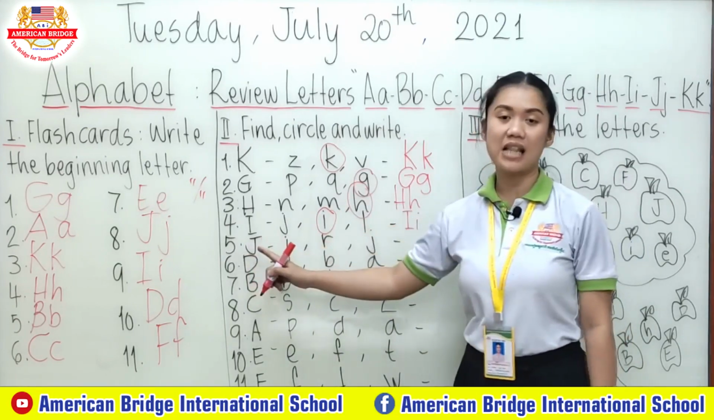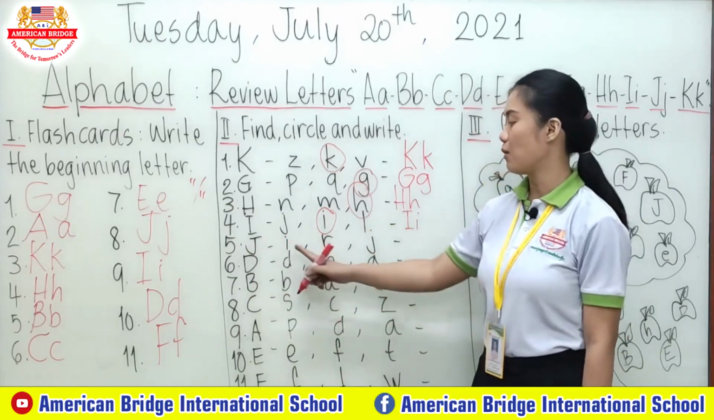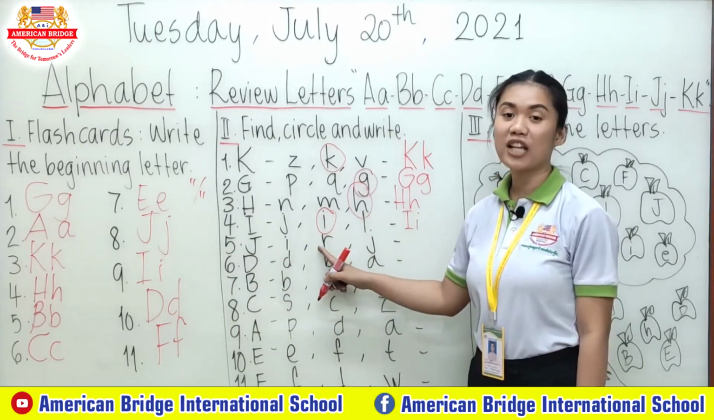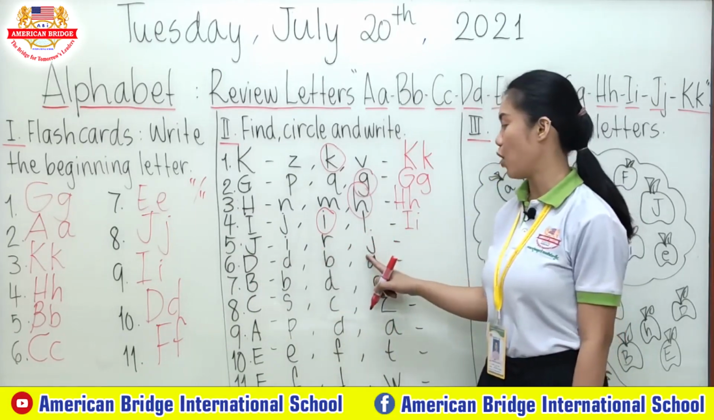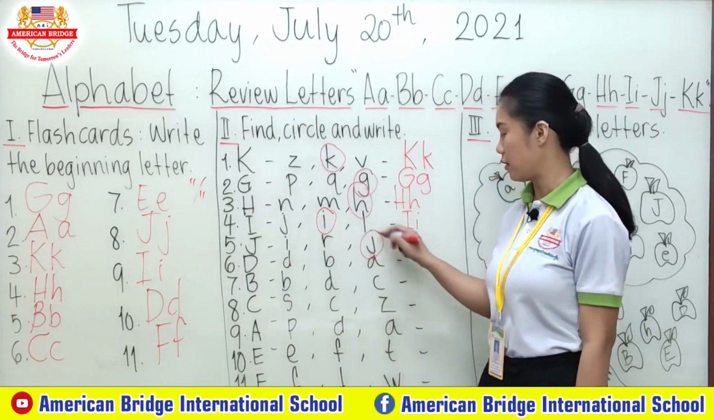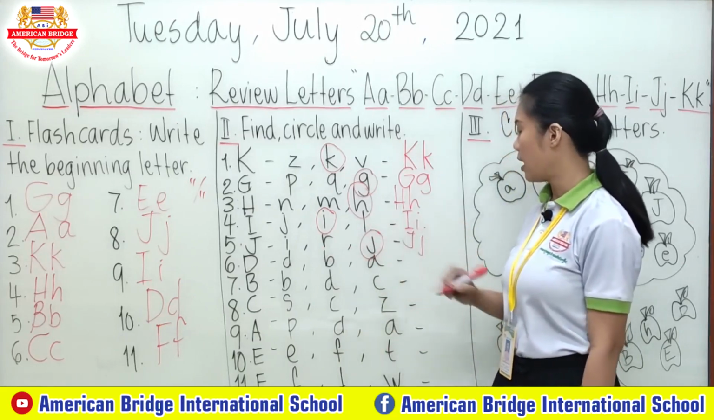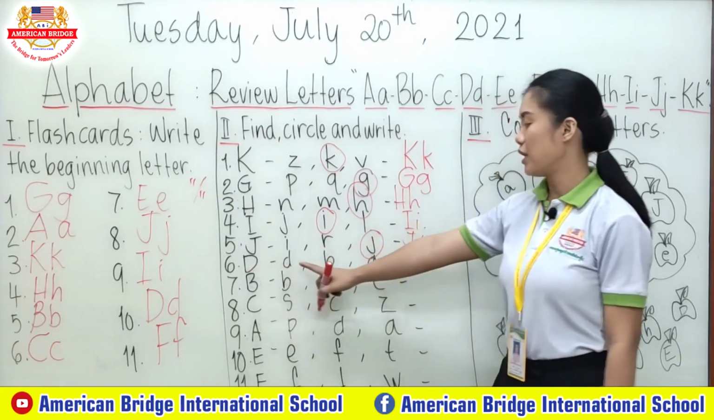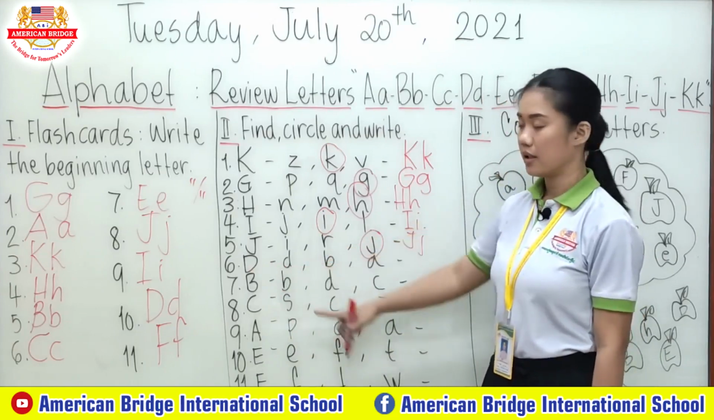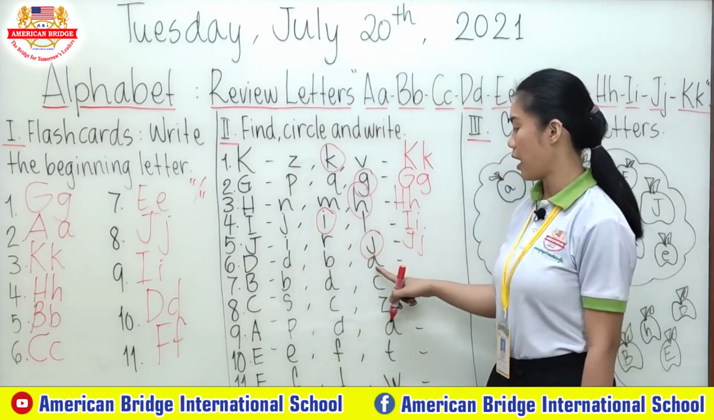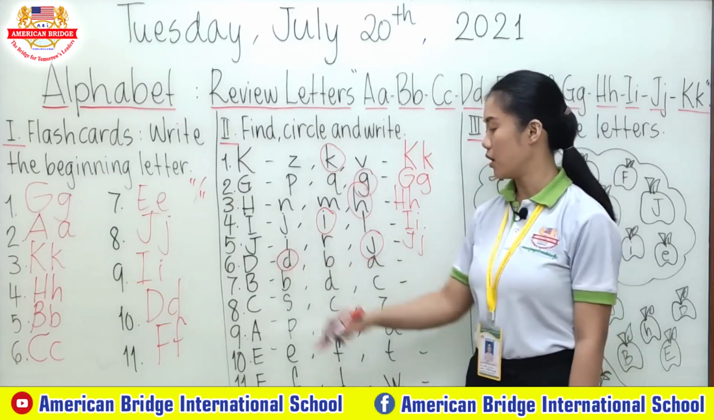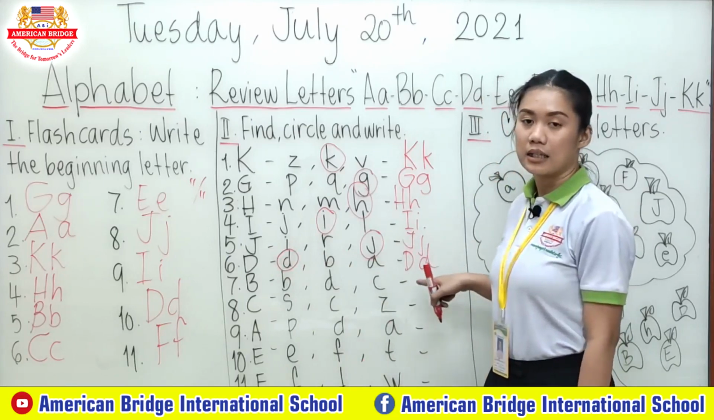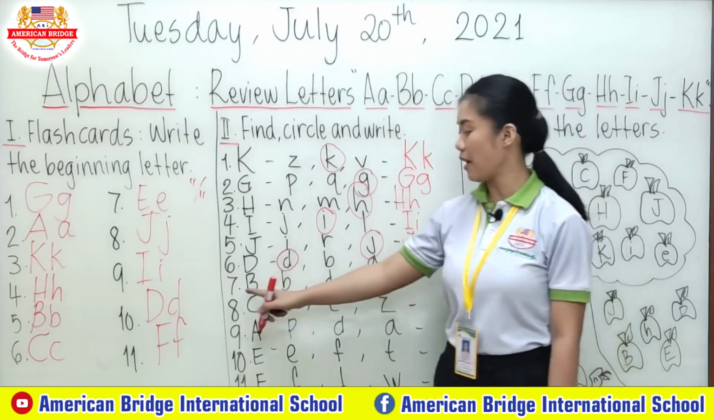Number five is letter J. Let's find the small letter J. This is small letter I. This is small letter R. And this one is small letter J. Correct. So let's circle and write the letter. Next, number six. This is capital D. We need to find small letter D here, small letter B, and small letter A. So let's circle the small letter D. So, and then write the letter D.